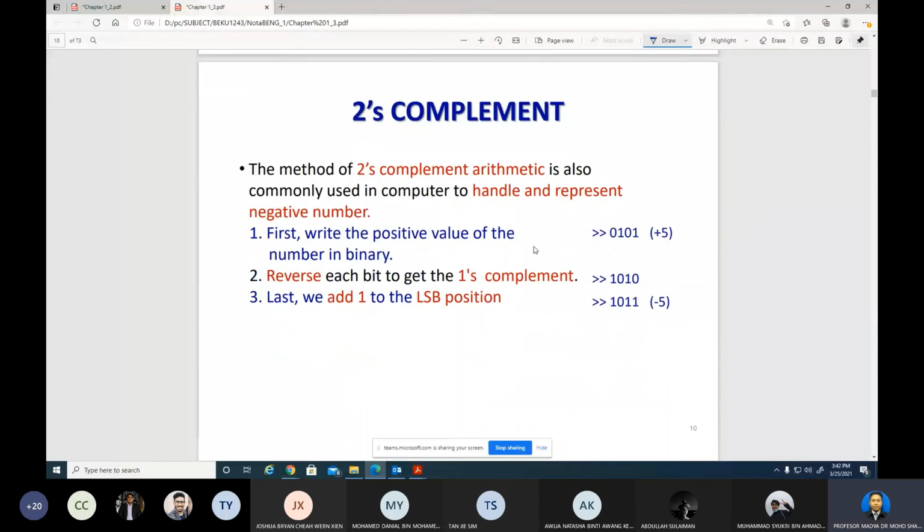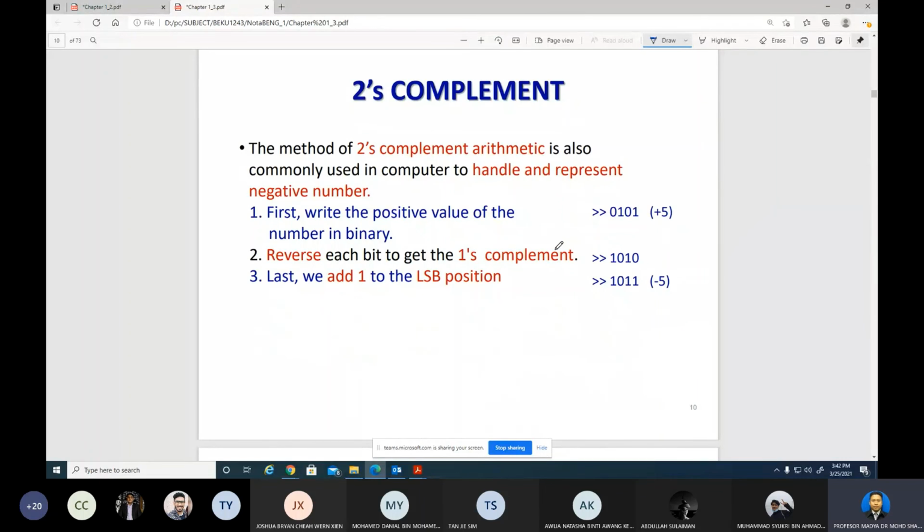Next we go for the second complement. For the second complement, first we have to implement the first complement, and then as the last part we add 1 at the least significant bit. First we implement the first complement, this is the step for the second complement. For example, I will show an example: 1 0 1 1 1.